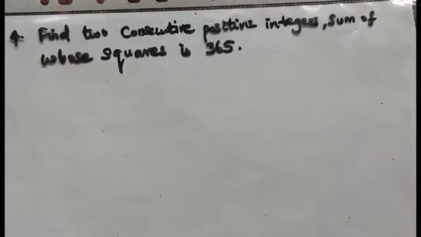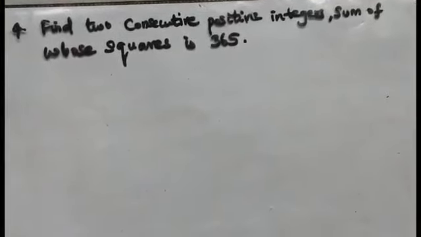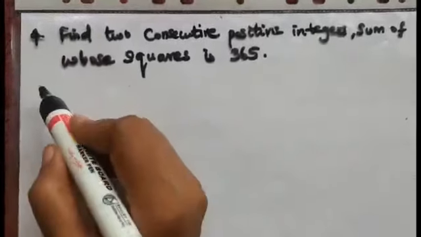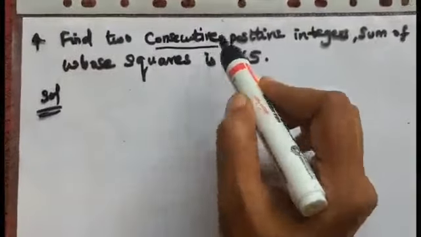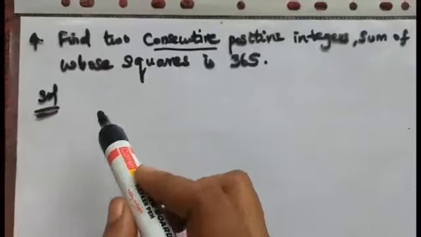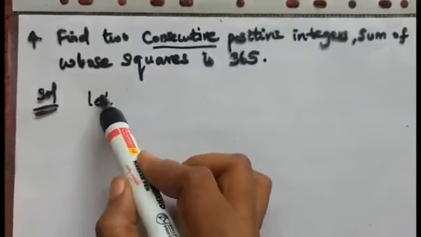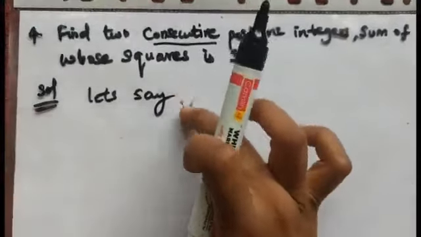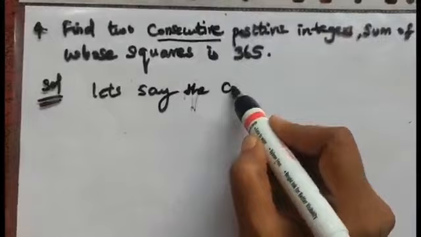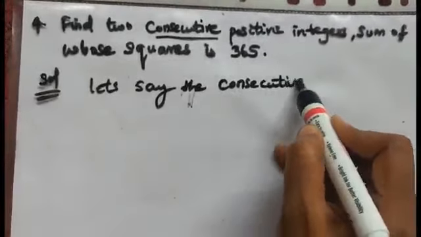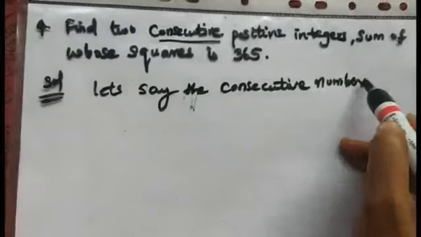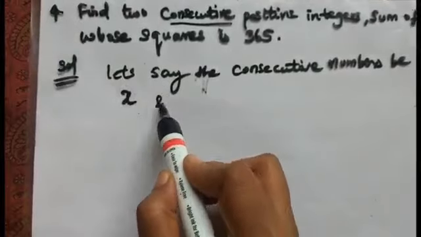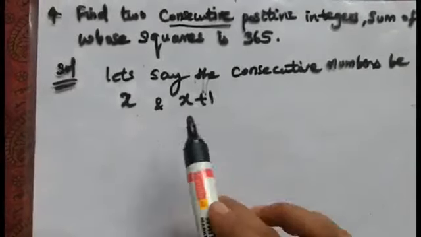Let's do question number 4 of exercise 4.2. It is given: find two consecutive positive integers whose sum of squares is 365. So I hope you all remember the word consecutive. Consecutive means just the immediate next number. So we don't know both the numbers, so let's assume them. Let's say one number, or else directly you can say let the consecutive numbers be x and x plus 1. Okay. Now we have got two numbers.